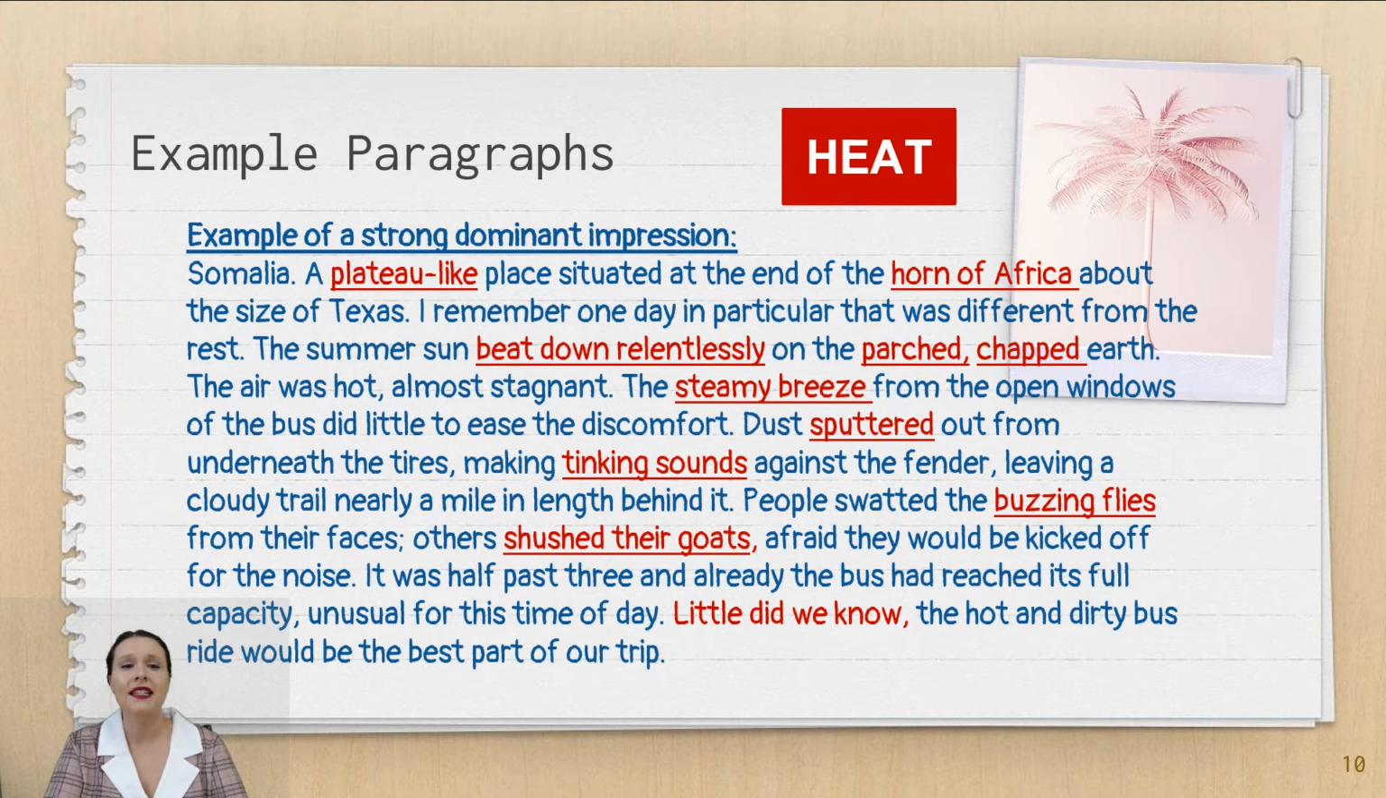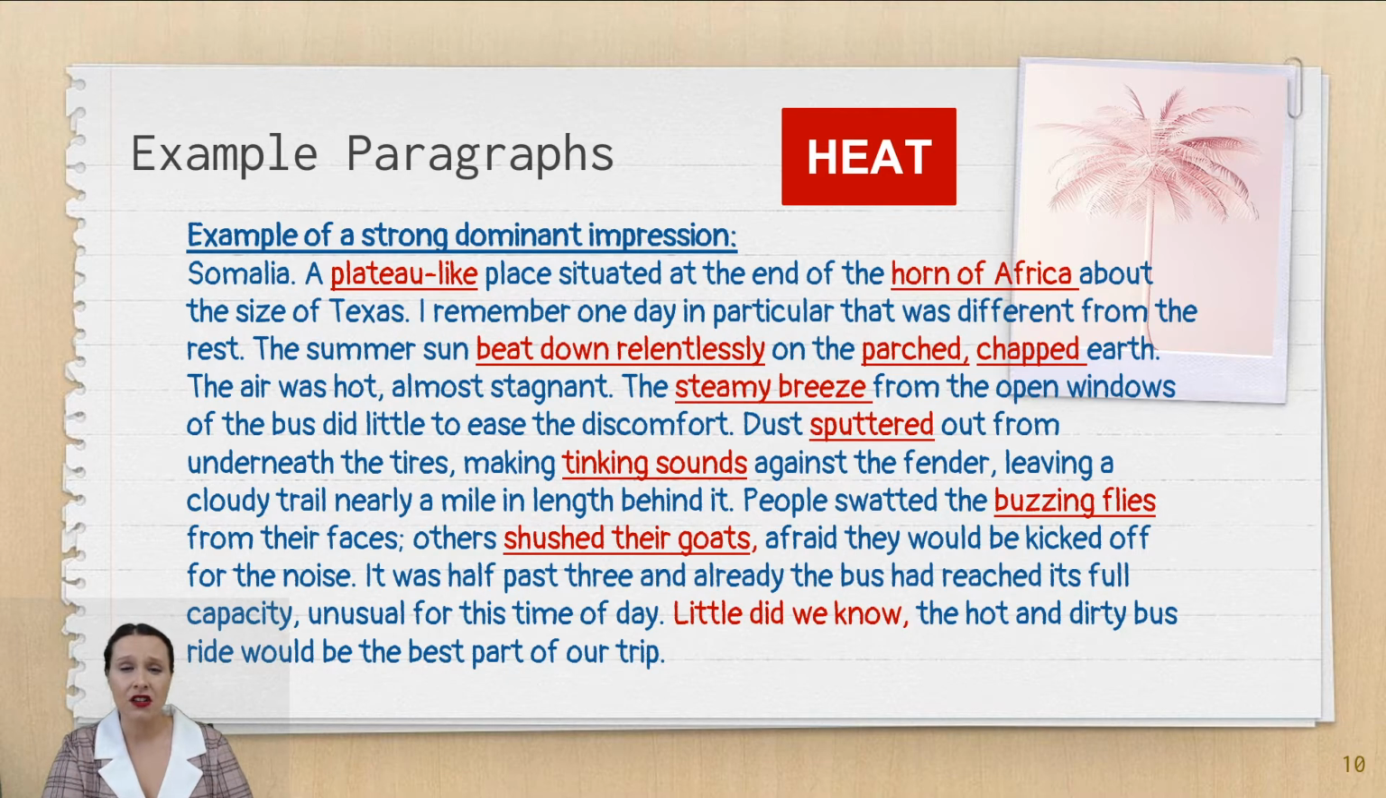Words like beat down relentlessly and stagnant. Beating down is almost like a kind of punishment, and relentlessly means it doesn't stop. So you can imagine this heat just almost abusing the passengers and not stopping. More descriptive words like parched, chapped, stagnant: air is not moving, people are hot, the earth is cracking. It's really descriptive. Other words like sputtered, tinking sound, buzzing flies, you can hear what's happening with your ears.